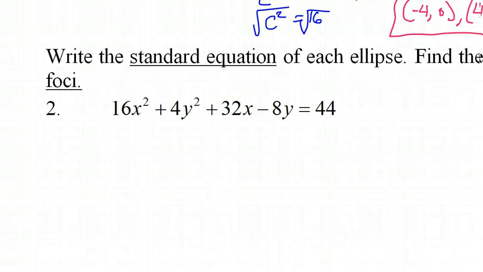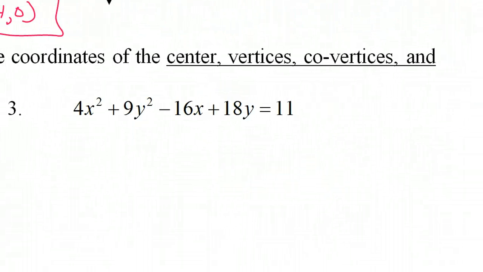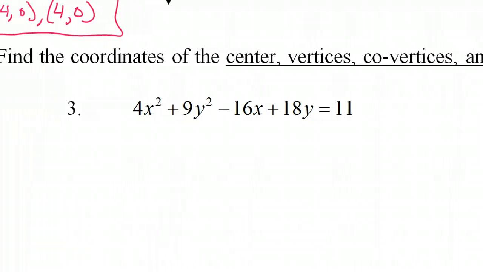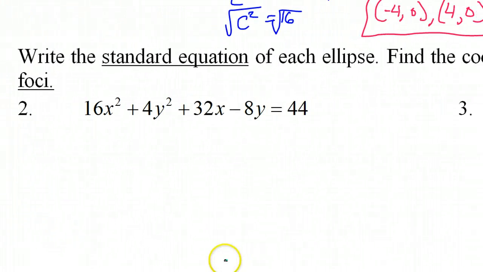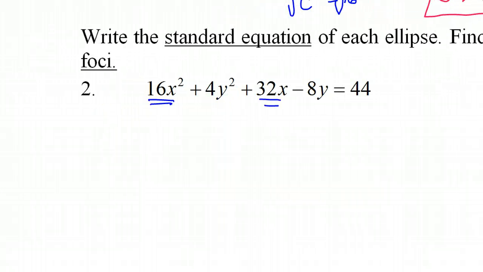Now, write the standard form of each ellipse and find the coordinates of the center, vertices, co-vertices, and foci. So like normal, we will have to complete the square to get this done. So let's combine our x terms and our y terms. Let's group them together.